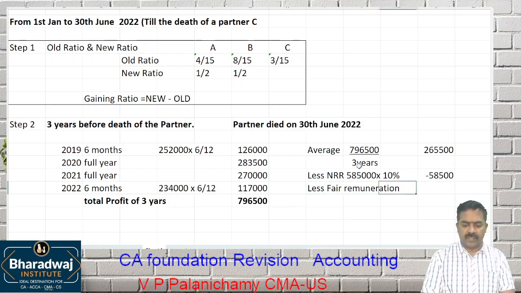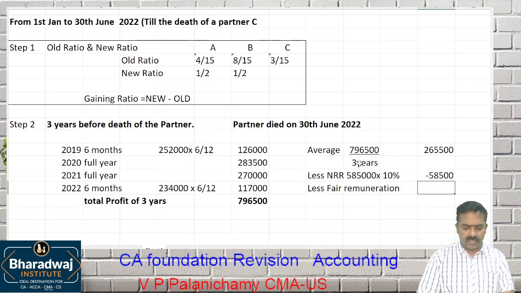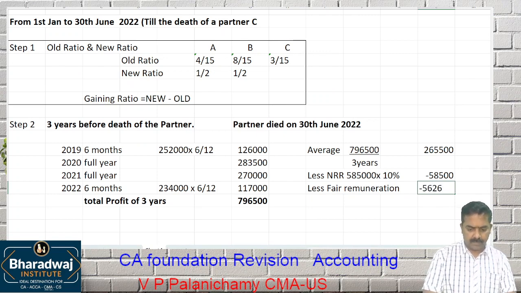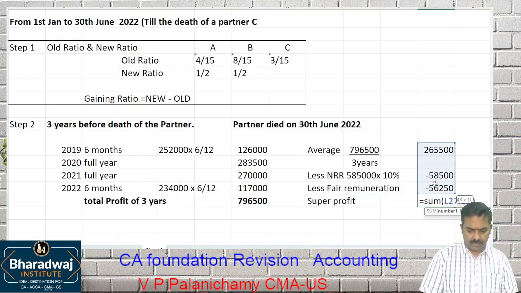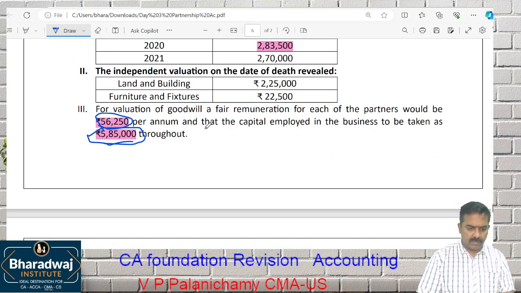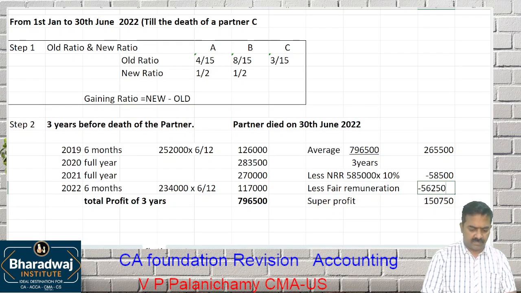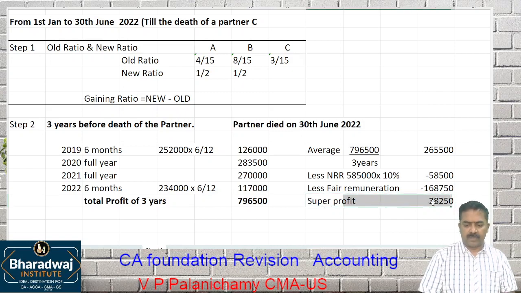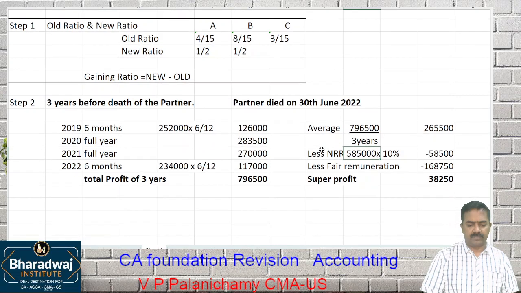Then less fair remuneration. They are asking you to take fair remuneration to partners also. What is the fair remuneration to partners? 56,250. So this will give us super profit. Sir, 56,250 for each of the partners? Sir, for all 3 partners together? Each of the partners, okay. So super profit is how much? 38,250.